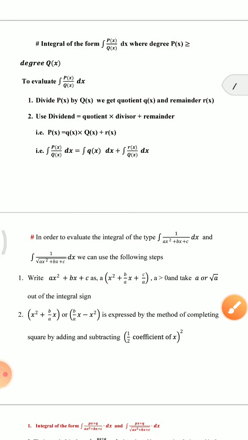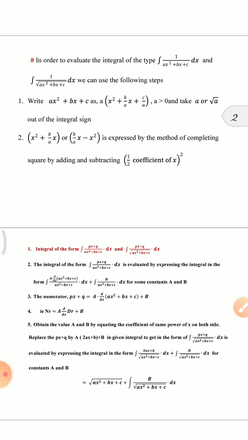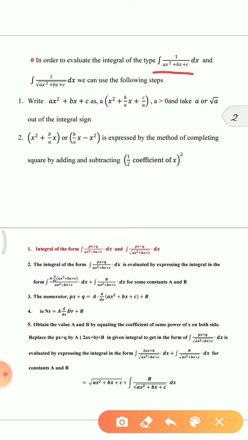Then see the next type of integration. In order to evaluate the integral of the type integration of 1 upon ax square plus bx plus c dx and integration of 1 upon under root of ax square plus bx plus c dx, we can use the following steps. Write ax square plus bx plus c as a into (x square plus b by a x plus c by a), where a is greater than 0.